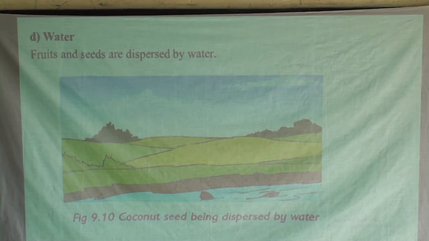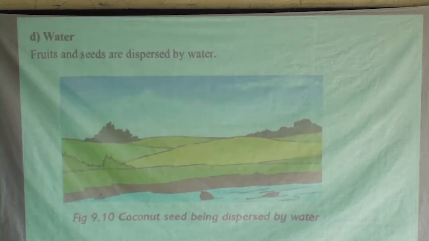So you can see this. As they are transported to far places, they can easily grow up from there. That means they are moved from one place to another. So simply, as we defined, seed dispersal is the movement of seeds from one place to another. So we have many ways how seeds can move from one place to another.